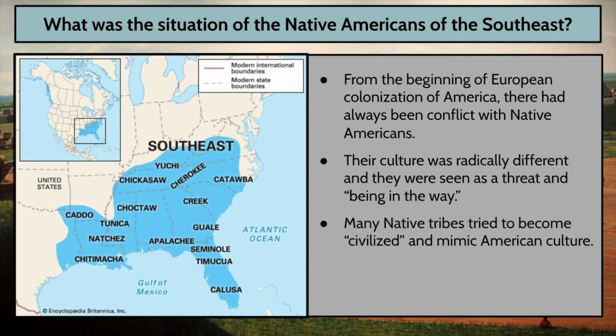Many native tribes actually tried to become quote-unquote civilized, and by that I mean simply acting more American, acting more European, so that the Americans wouldn't feel as threatened by them. And they tried to mimic American culture, but that's difficult. They were essentially trying not to be who they were to make other people who wanted to take their land more comfortable, and they hoped that by trying to imitate Americans, the Americans would feel less threatened by them, and that simply didn't work, and in so doing, they had to compromise themselves and compromise their culture.